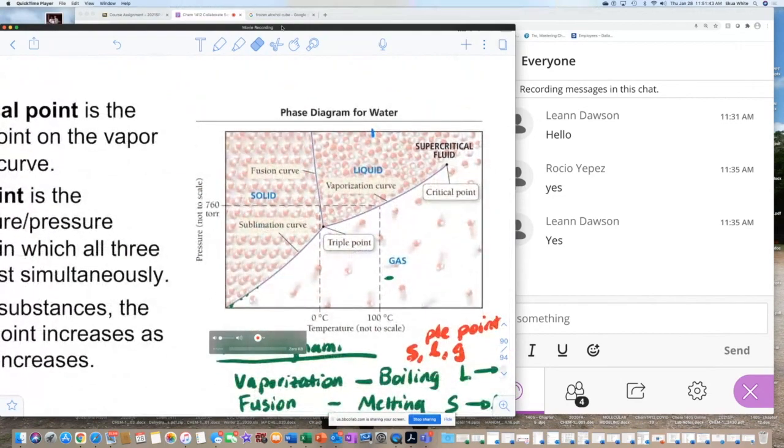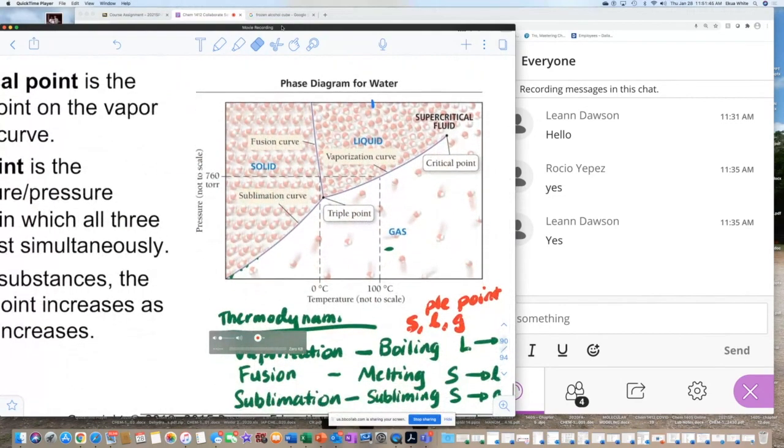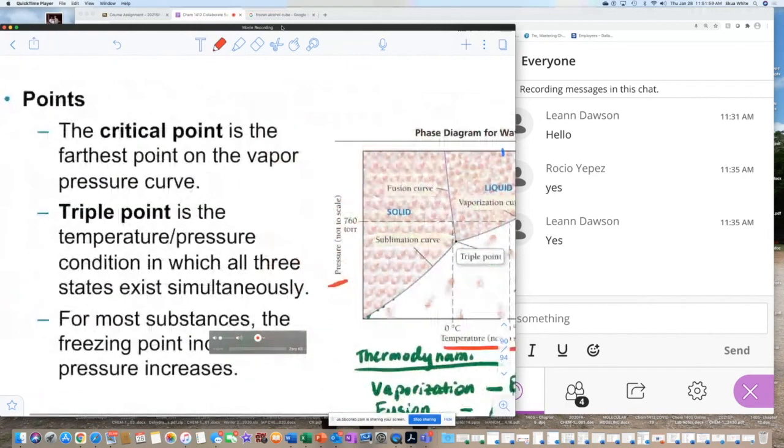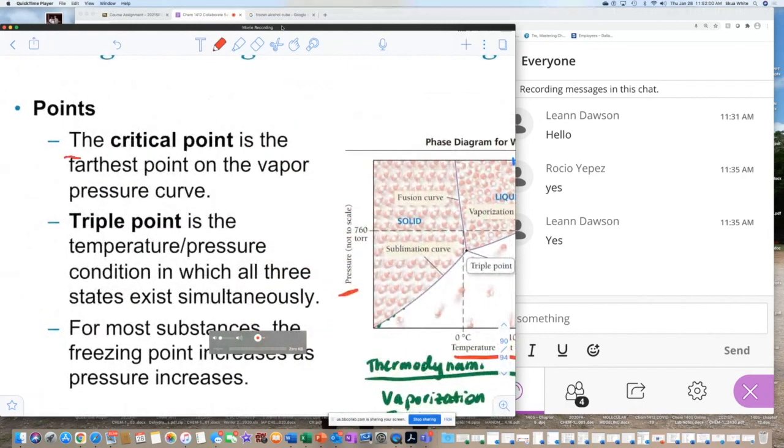Anyway, so we're being told here as we look at this diagram, you want to get the pressure and the temperature combo that allows a specific physical state to manifest or to actually be seen, right? So we're told here on our graph, we have a critical point, and this is the furthest point on the vapor pressure curve.